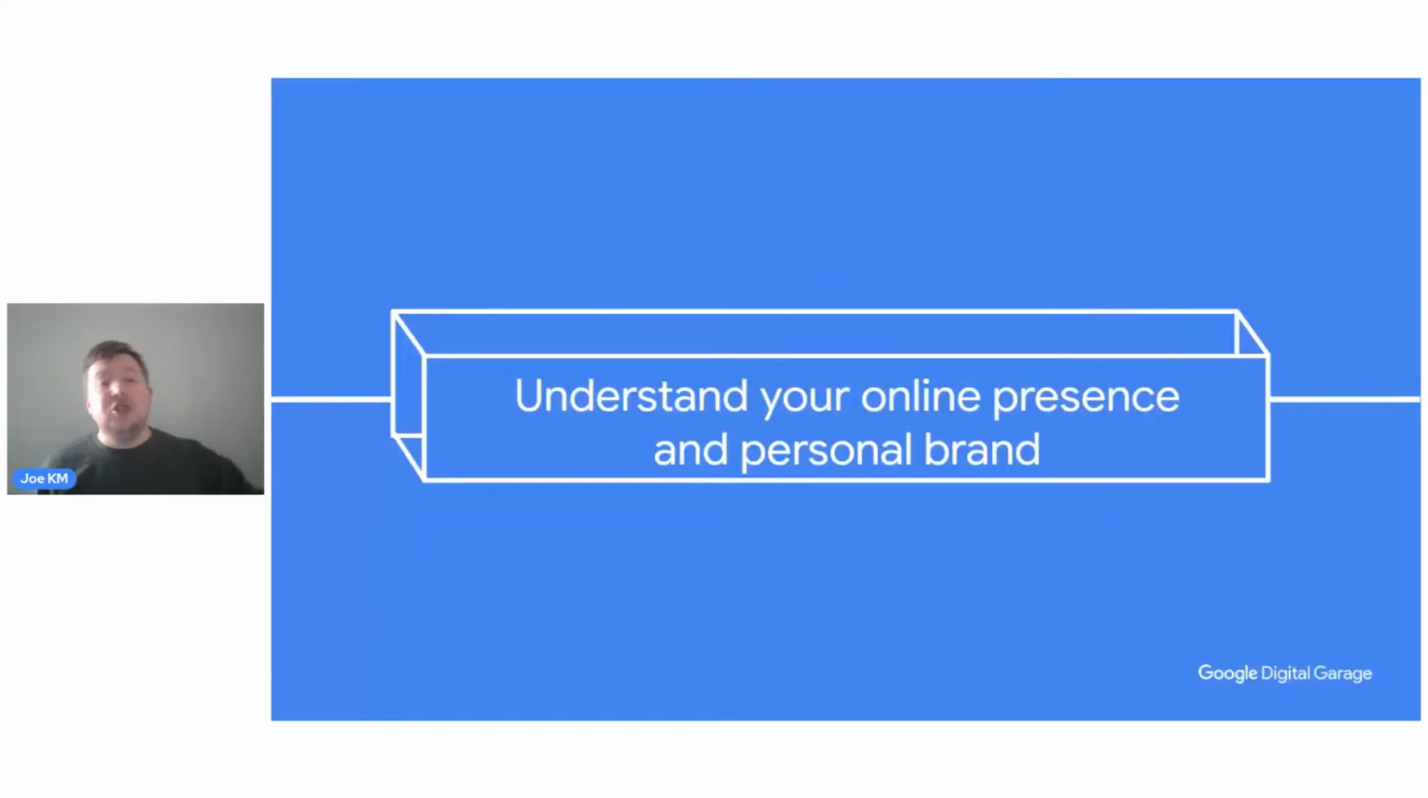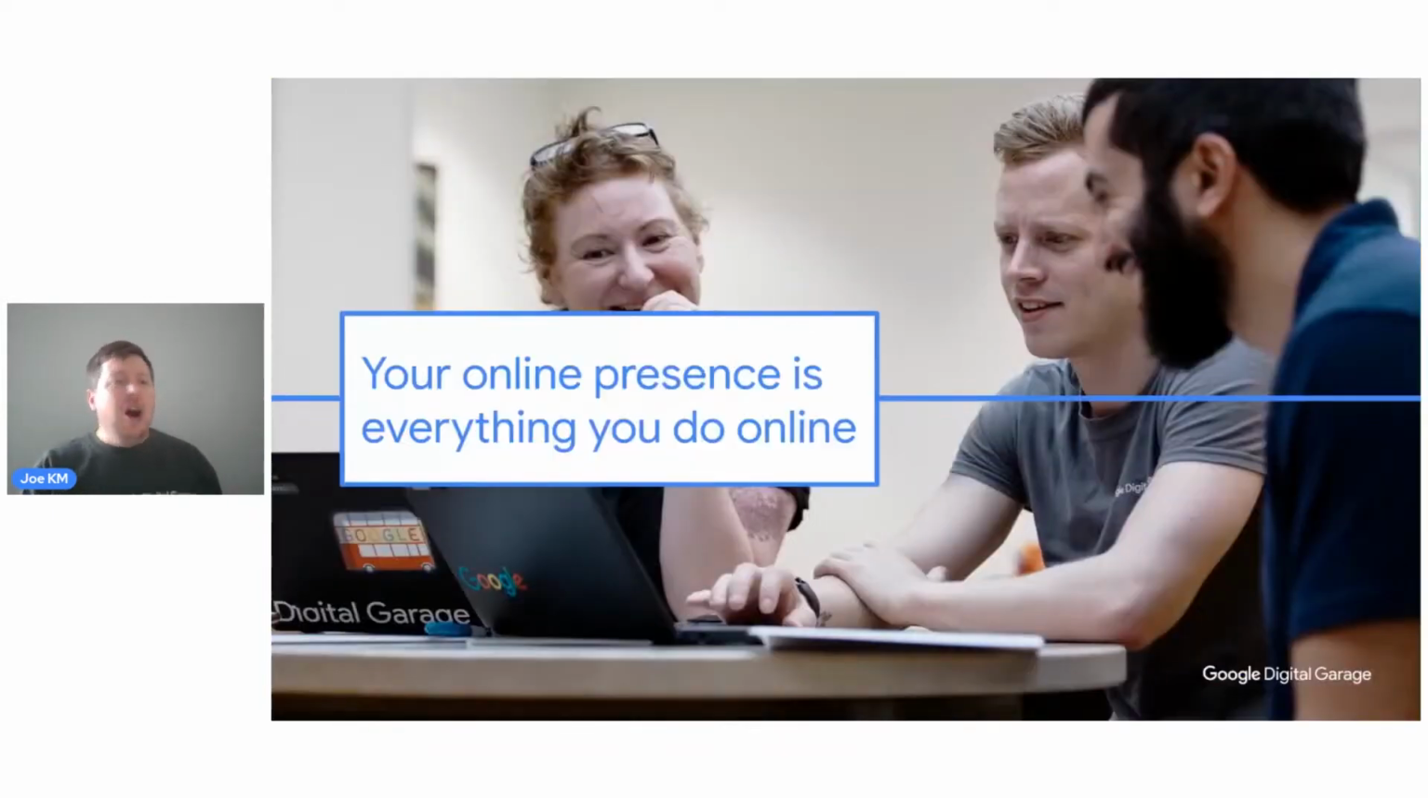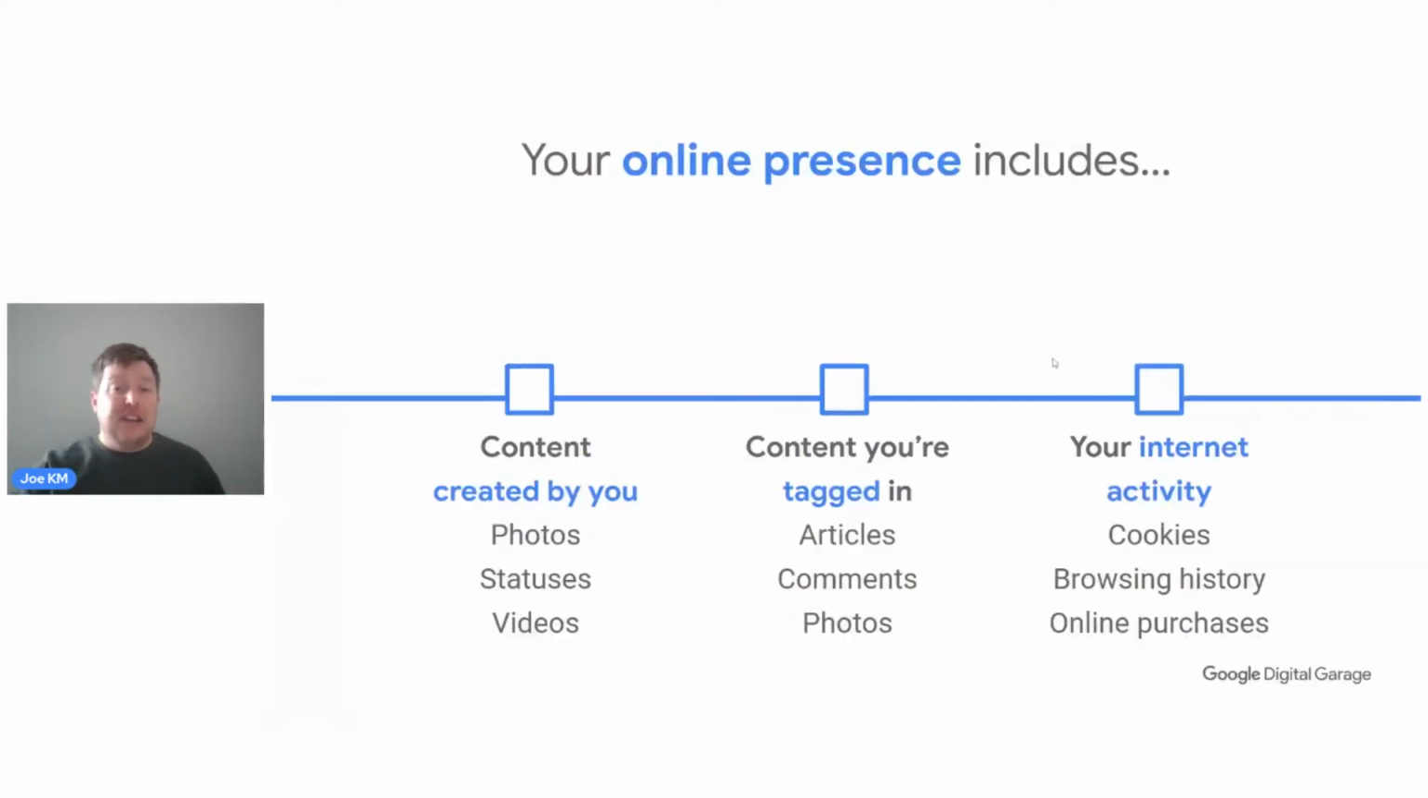So the first thing we're going to talk about is understanding your online presence and personal brand. Your online presence and personal brand is basically everything to do with you online. So this literally means everything to do with you online. This could be a website that you've interacted with. This could be comments you've left. This could be absolutely anything that your name or you as an individual are attached to.